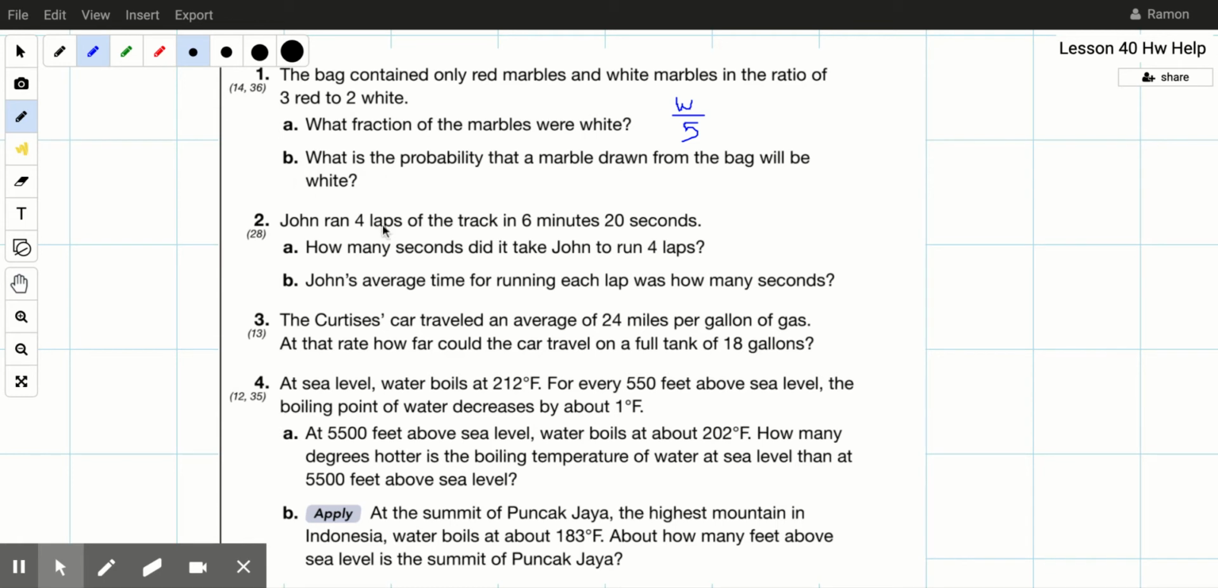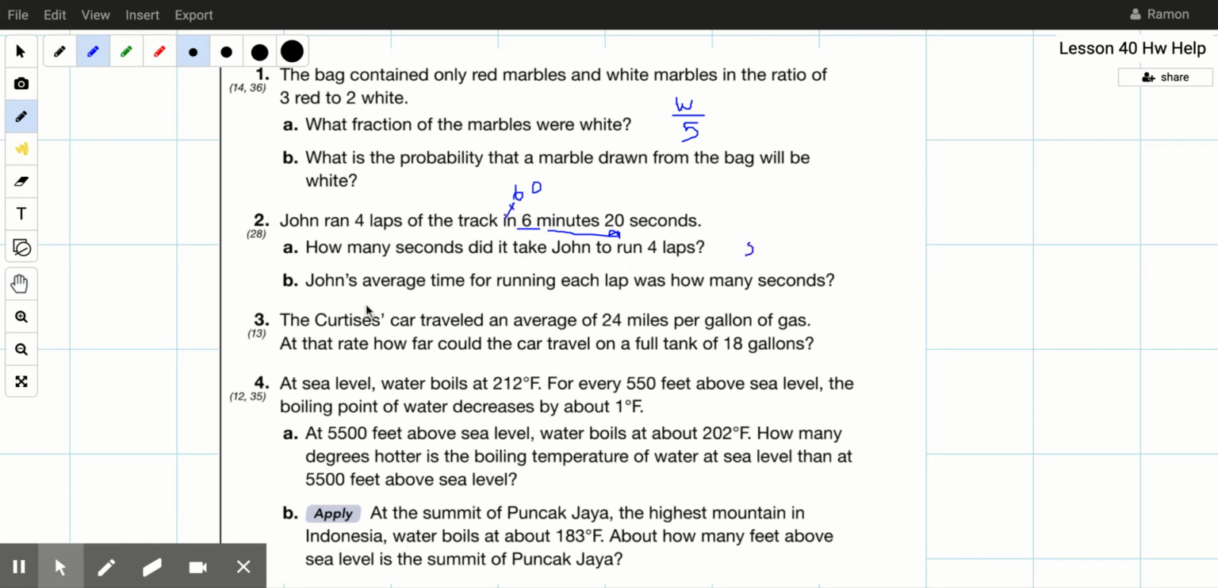Number 2, John ran 4 laps of the track in 6 minutes and 20 seconds. How many seconds did it take him to run 4 laps? So for this question A, we have to take the 6 minutes, turn it into seconds. We do that by multiplying 60 by 6. Whatever your product is there, you then add it to the 20 to find the number of seconds that it took him to run the 4 laps.